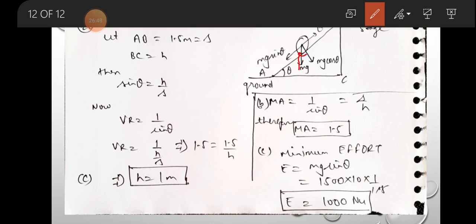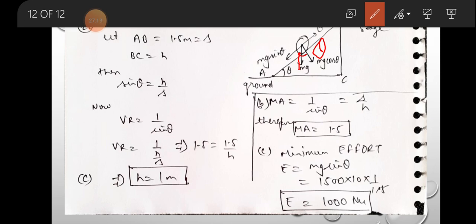This angle is theta, this angle will also be equal to theta. Now this mg can be broken into two parts, mg cos theta and the other one is mg sin theta. Now you can see that this sphere is going downward with the force of mg sin theta, so the force will be equal to mg sin theta.